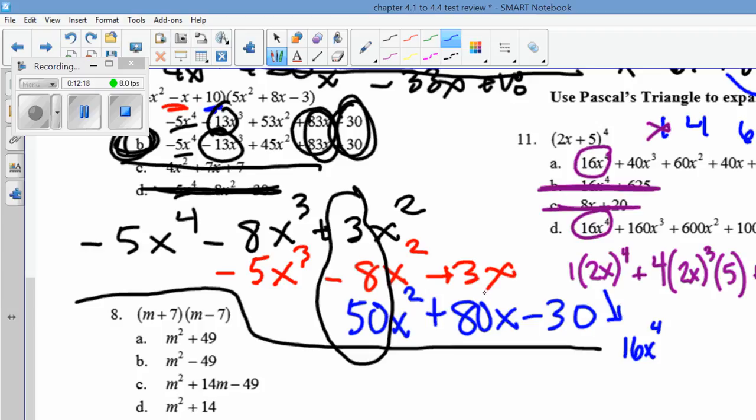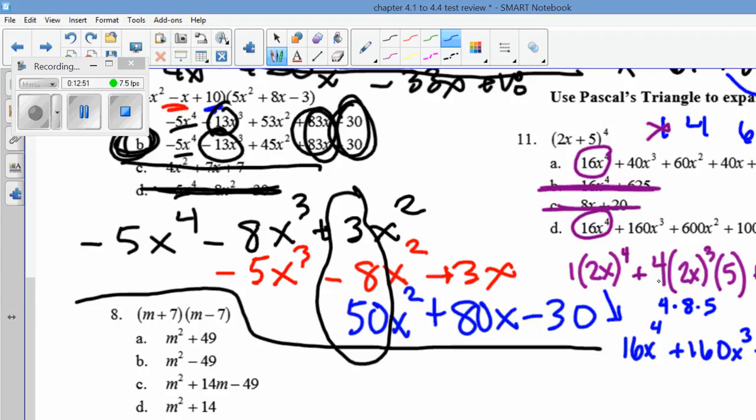So that obviously is 16x to the 4th. Here what we have is 4 times 8 times 5. 4 times 8 times 5 is 160, and it's going to be x cubed. Here is 6 multiplied with a 4 and a 25. So 6 times 4 times 25, and I got 600.